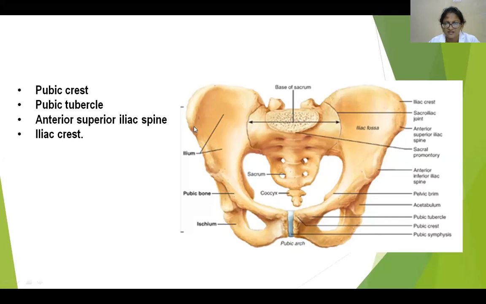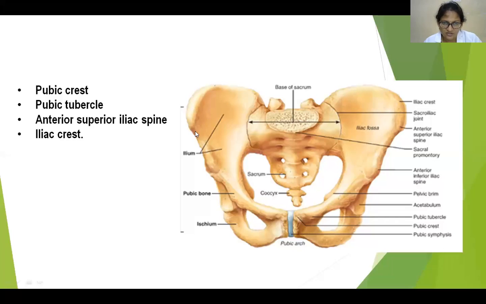Okay, in between the anterior superior iliac spine and posterior superior iliac spine, the expanded plate-like crest is called the iliac crest. This is the iliac crest. Okay, these are the important bony landmarks you should know while doing the dissection or while doing the operations. You should know the important landmarks.